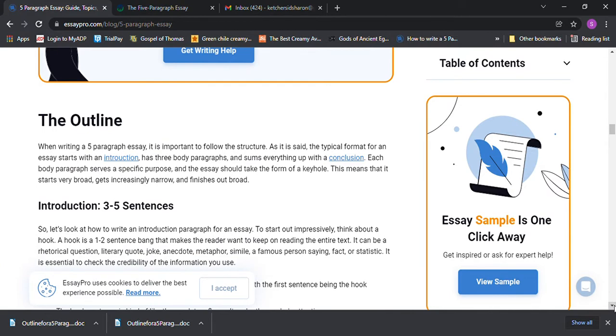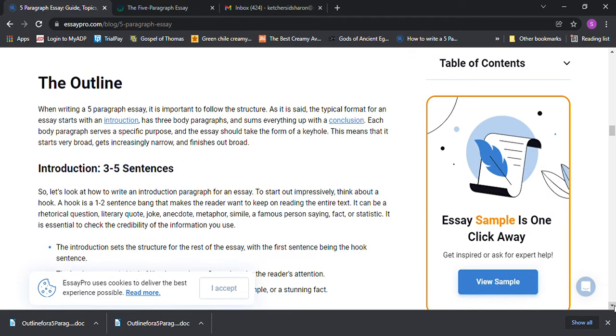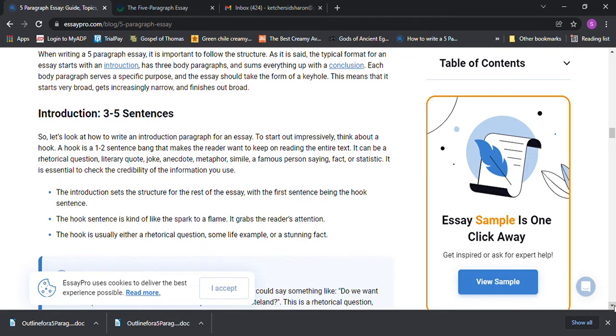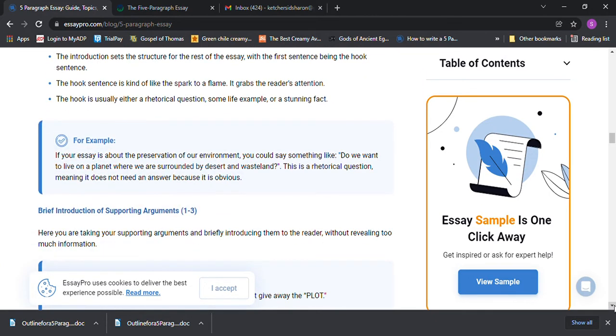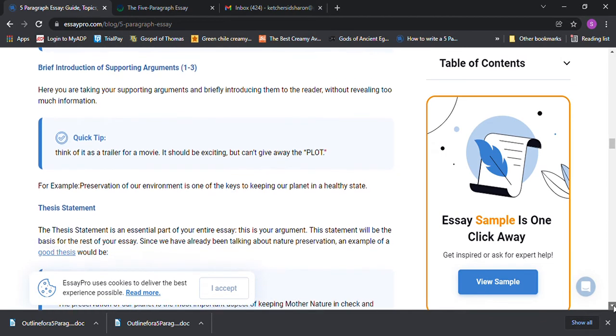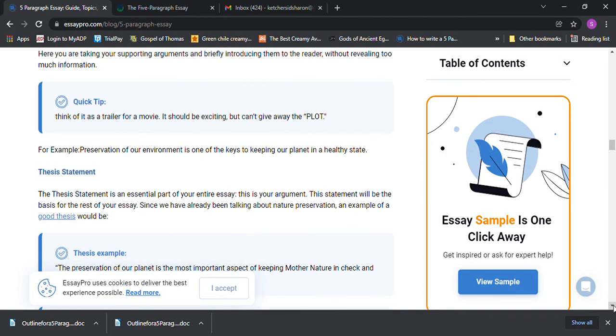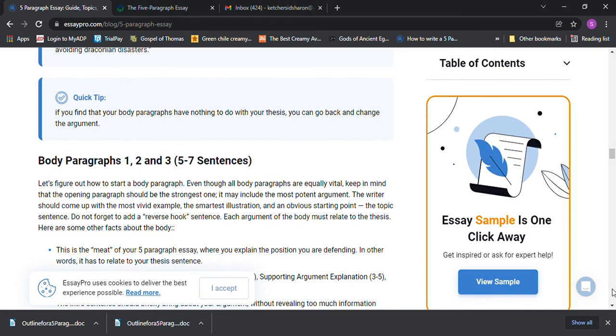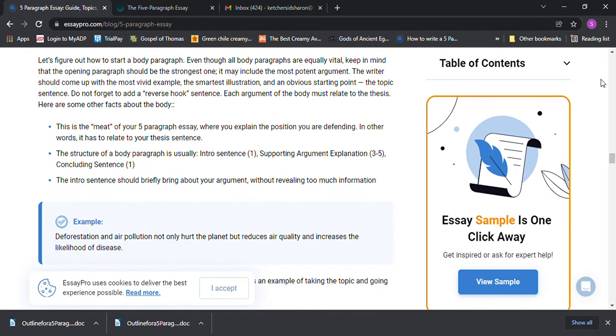And this also talks about the outline, the 3 to 5 sentences, the hook sentences, and there's more information here, but the video's been so long I don't want to read it all, but I'll pause it here and there so you can read it, and I'll scroll down maybe to the bottom so you can pause it and read it. But this was one of my favorite websites for the essays.